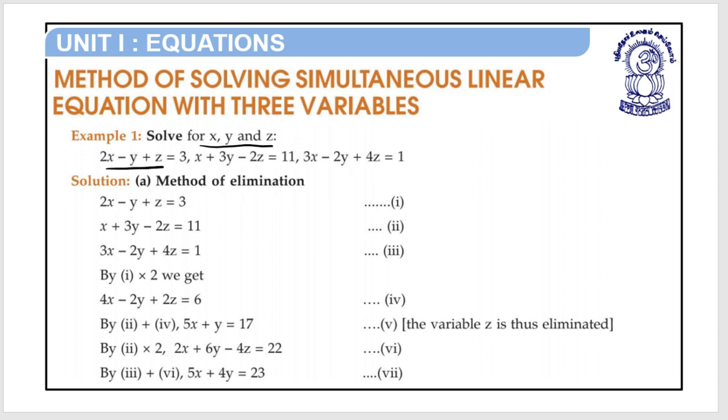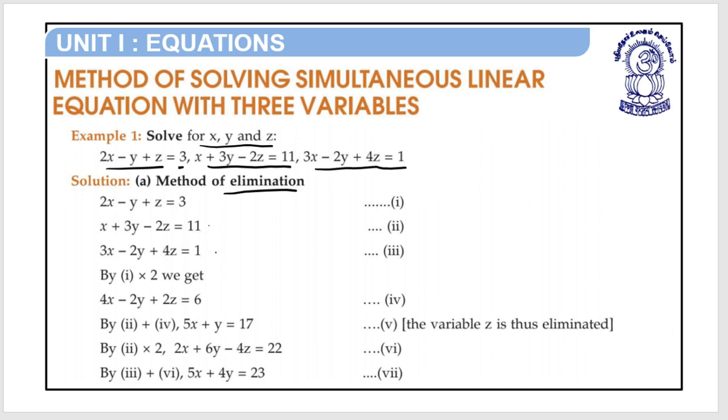2x minus y plus z is equal to 3. X plus 3y minus 2z is equal to 11. 3x minus 2y plus 4z is equal to 1. Now take the method of elimination. First, give equation number 1, equation number 2 and equation number 3.